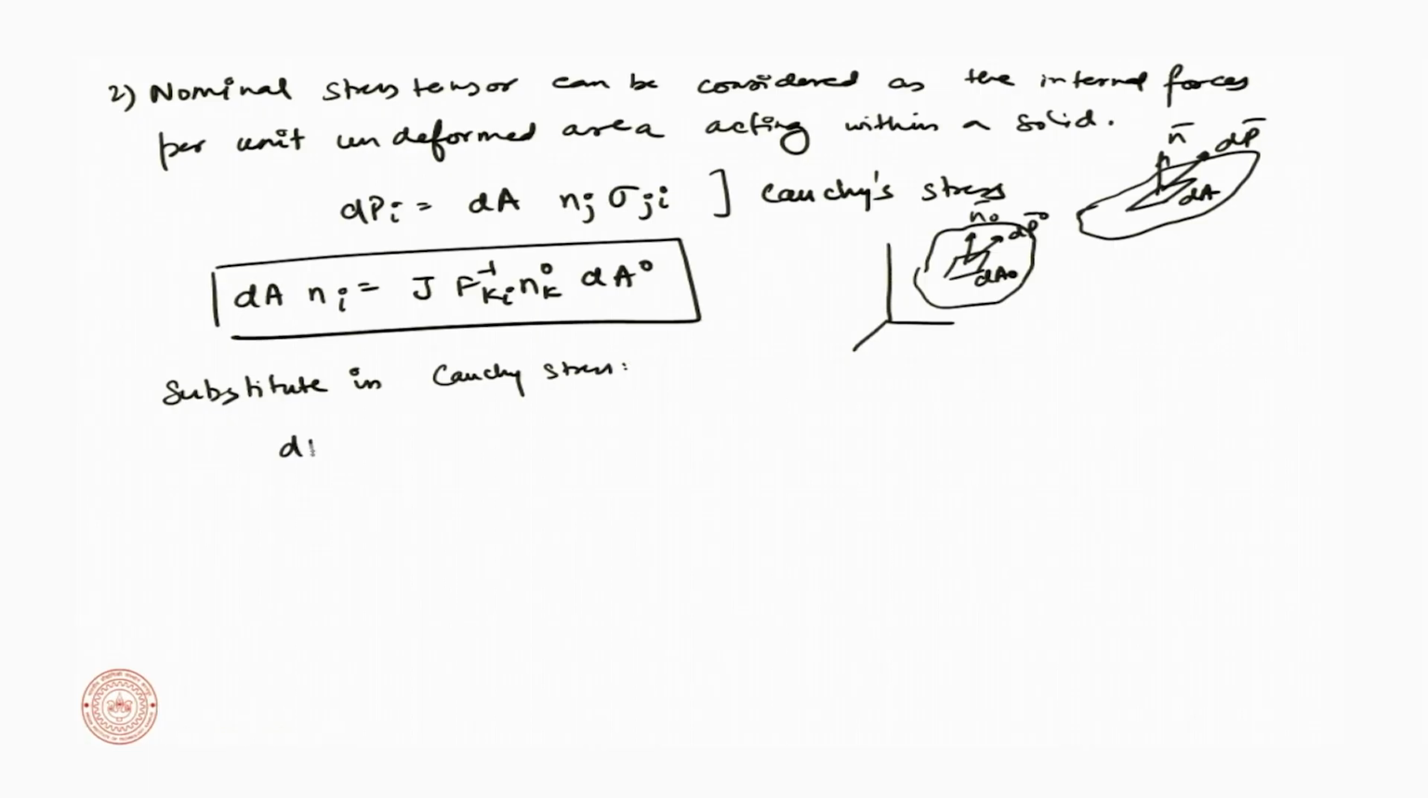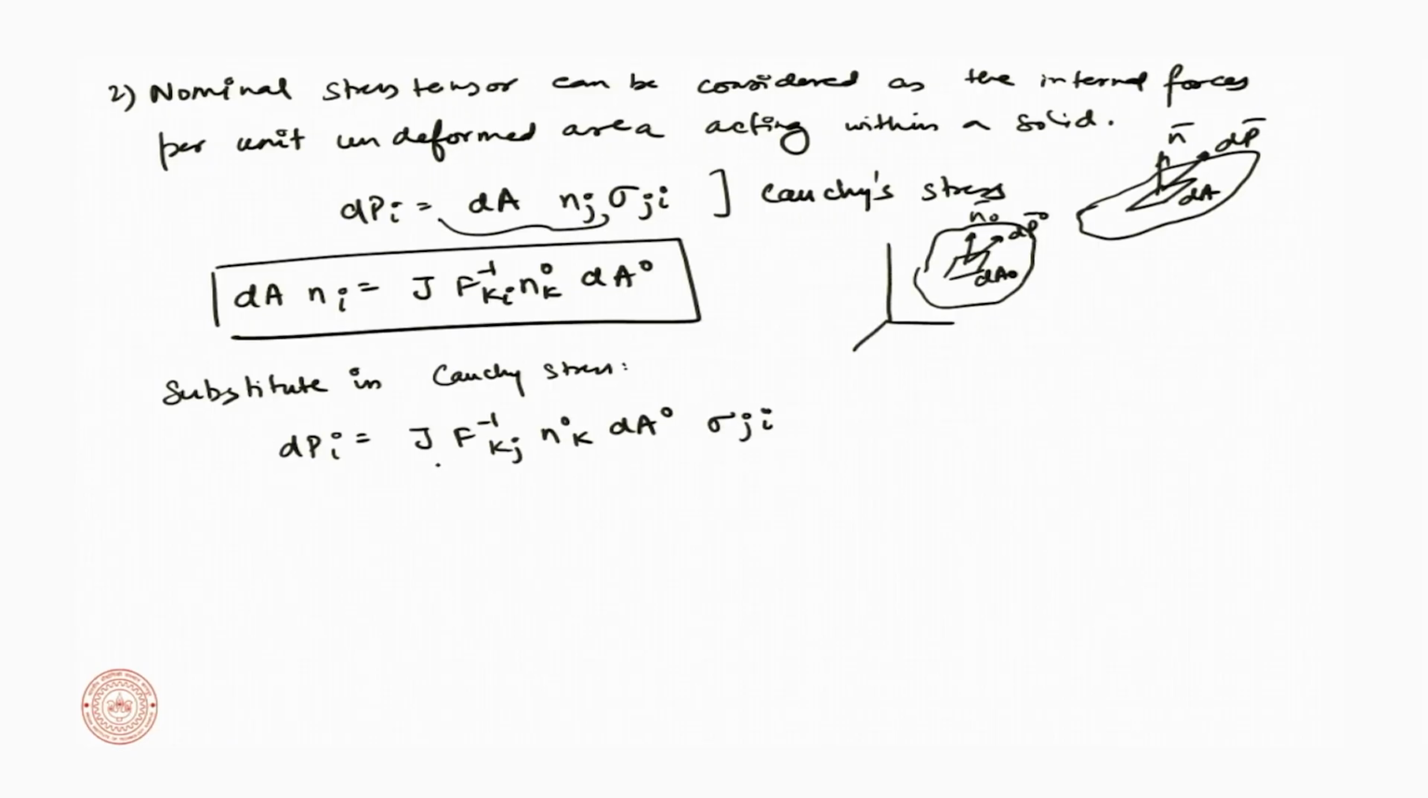We get dp of i. So, we are replacing this dA into n j. So, this will be j F inverse. Okay. So, we are replacing this term. So, here i is replaced by j, k of i is replaced by j, that is what we did, into sigma of ji.